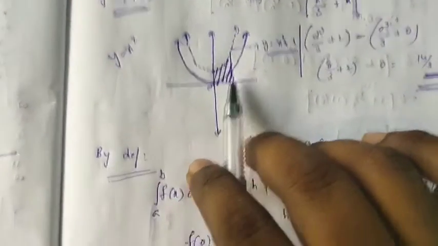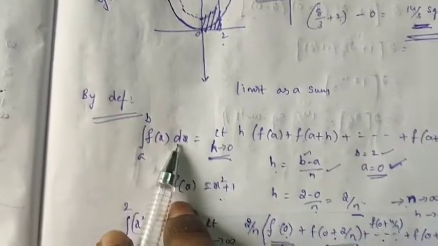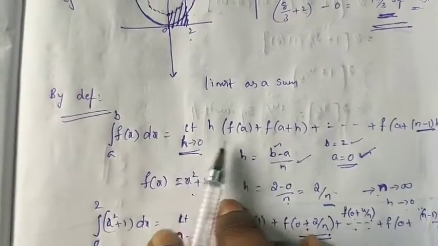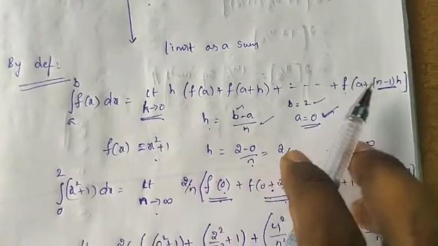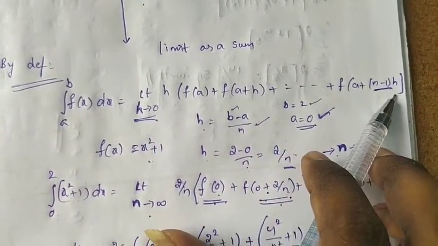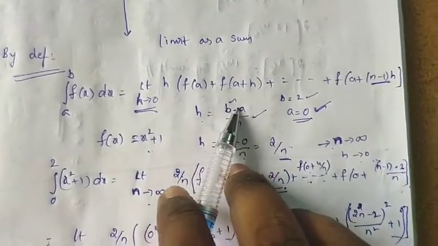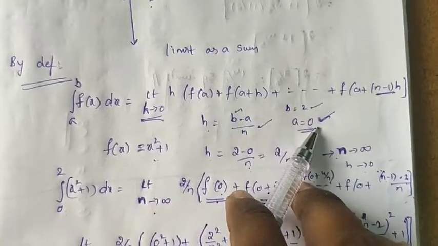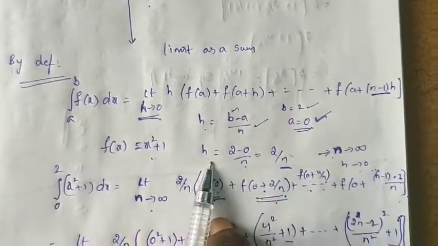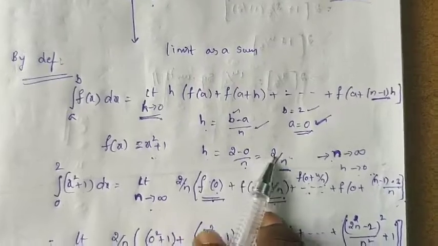How to find the area? Already we learned the definition. By definition, integration a to b f of x dx is the limit h tends to 0, h into f of a plus f of a plus h and so on, f of a plus n minus 1 into h. What does h stand for? h stands for b minus a by n. Here b value is 2 and a value is 0. When you apply, h is equal to 2 minus 0 by n, which is 2 by n.